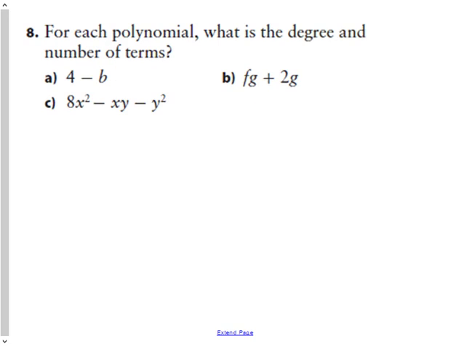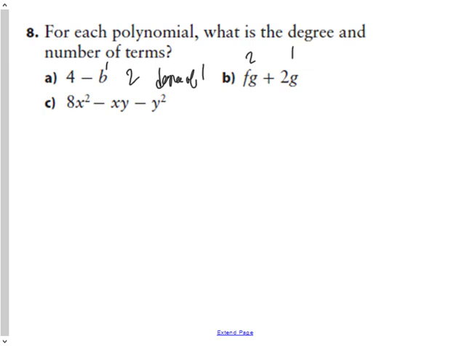Question 8, for each polynomial, what is the degree and number of terms? 2 terms, degree of 1, because the b has an exponent of 1 that's not written. Fg plus 2g, well, Fg is f multiplied by g. And each of these variables has an exponent of 1. So Fg is 1 term, because it's not connected with addition, rather multiplication. So this has a degree of 2. This g has an exponent of 1, so it has a degree of 1.